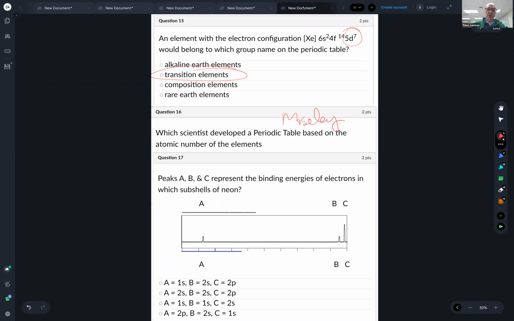All right. How many electron configurations are there for neon? Well, you could have simply written out neon's electron configuration, not even worried about this whole graph here. But what does it represent? The A represents 1s, the B represents 2s, and the C represents 2p. That's the first choice there.